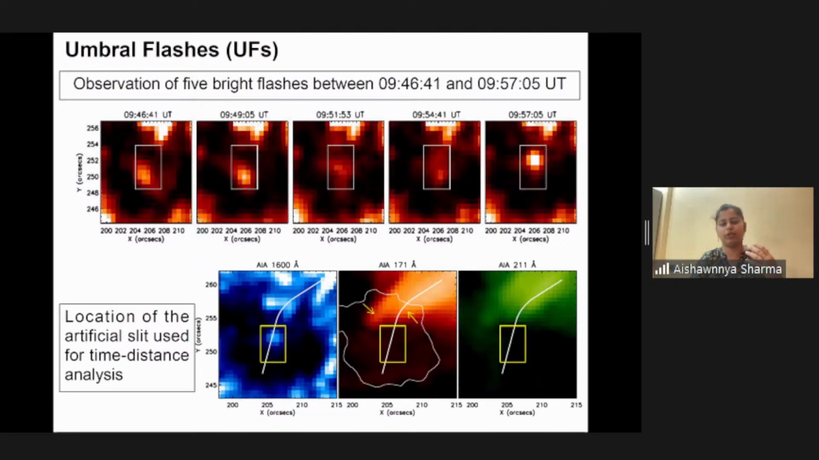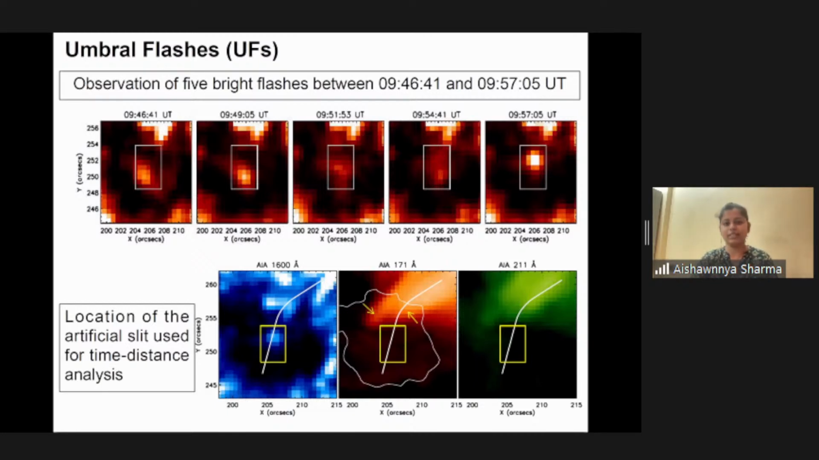In research we have to use different techniques to extract information. A satellite gives you the data in the form of images or, again, spectroscopic data, but the more techniques you know, the more information you can extract. Many things in research depend on how many techniques you know. So time distance analysis is one such technique to extract wave information.